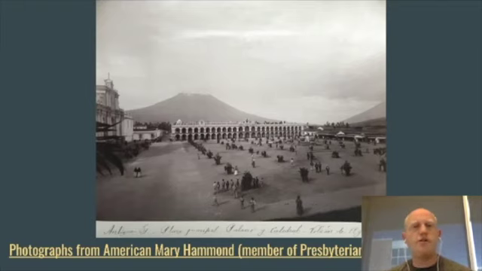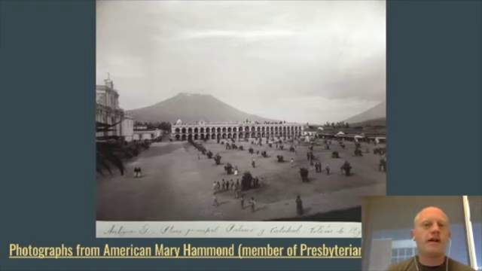The Presbyterian Church was one of many Protestant churches from the United States that was sending missionaries and others into Latin American countries to try to win converts. Many of these people could be pretty racist toward indigenous folks in these Latin American nations, but these photographs provide us some interesting views of what Guatemala looked like at the turn of the 20th century.